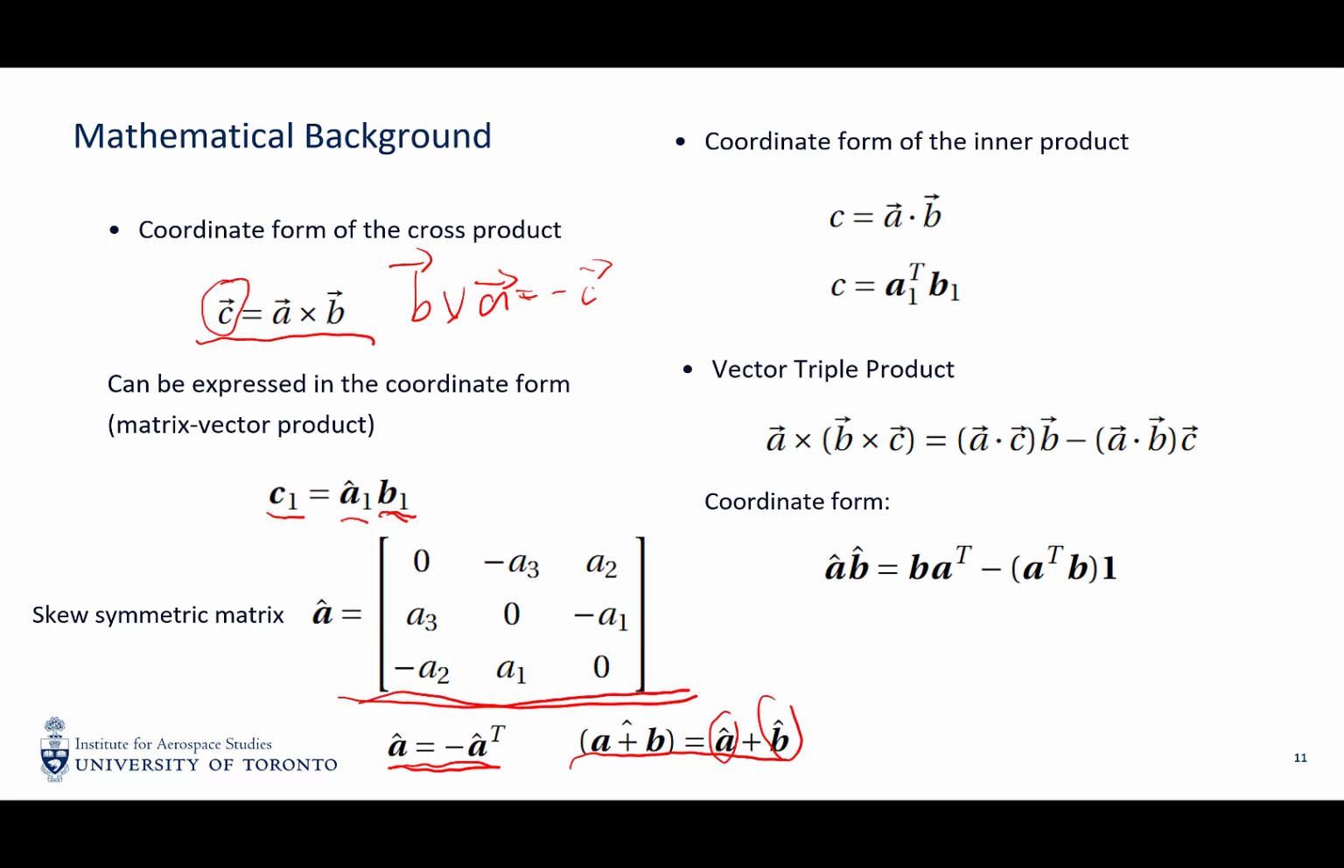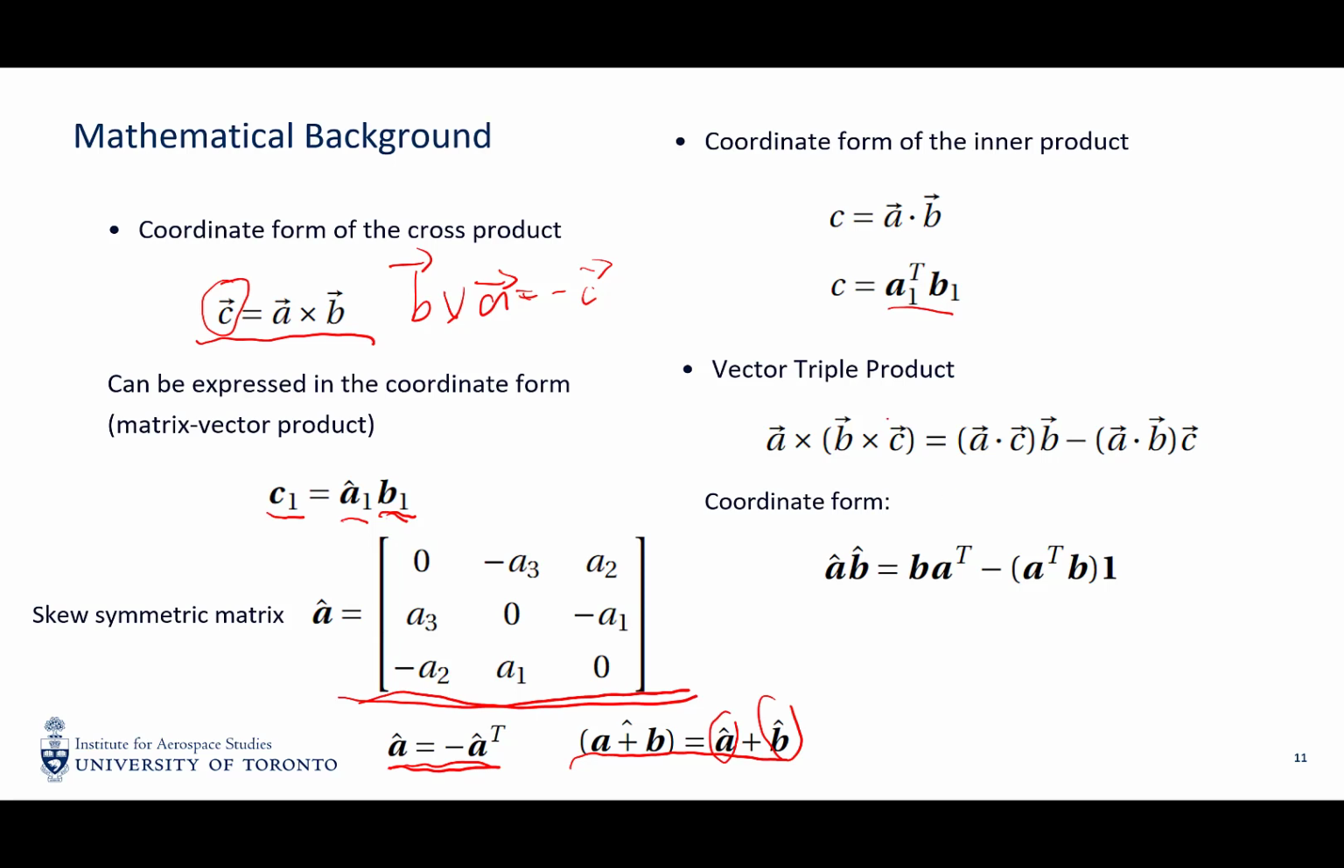So for the inner product, it's easy. If we have an inner product between vectors A and B, the inner product in terms of coordinates is just A transpose times B.